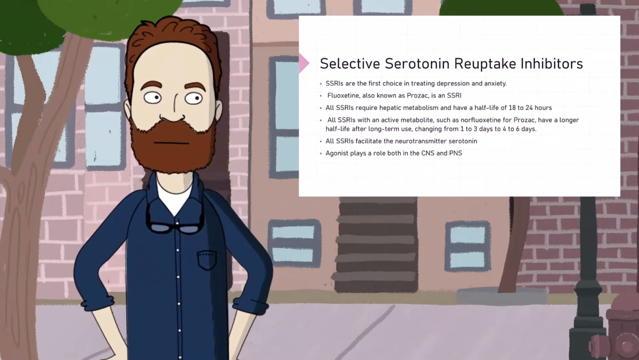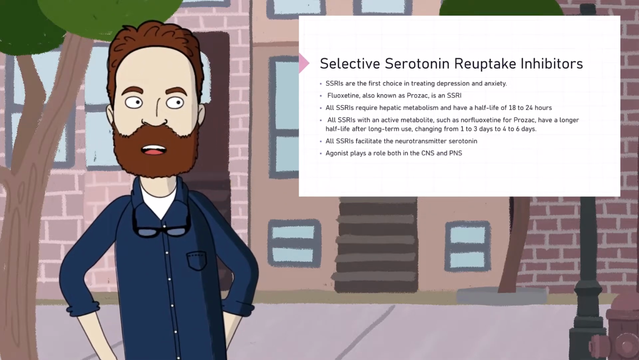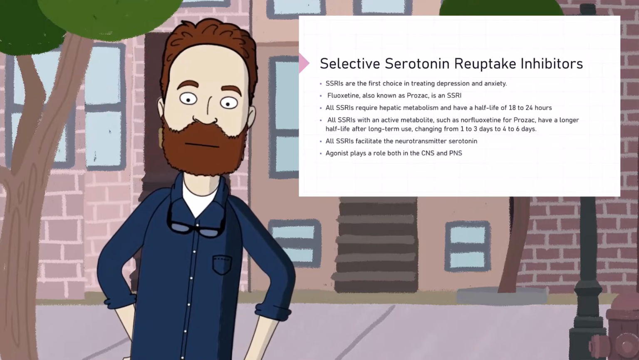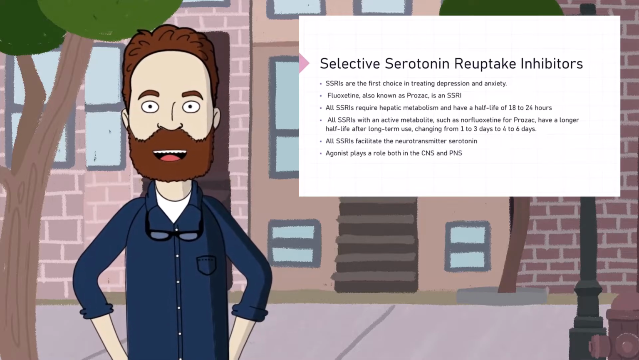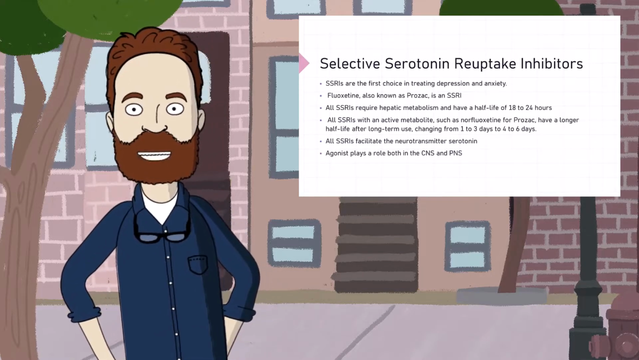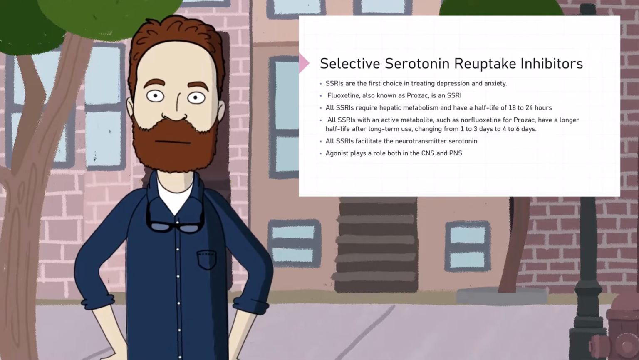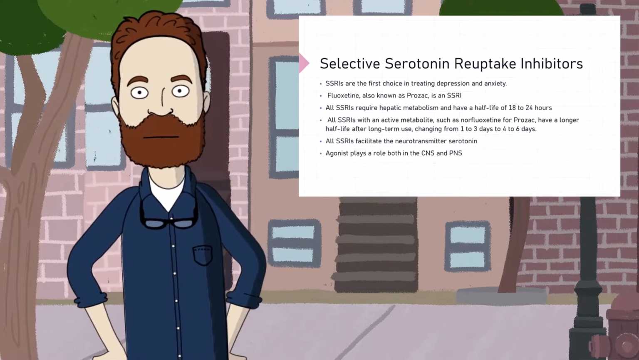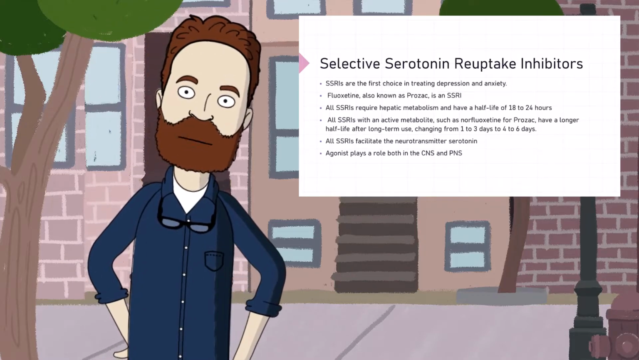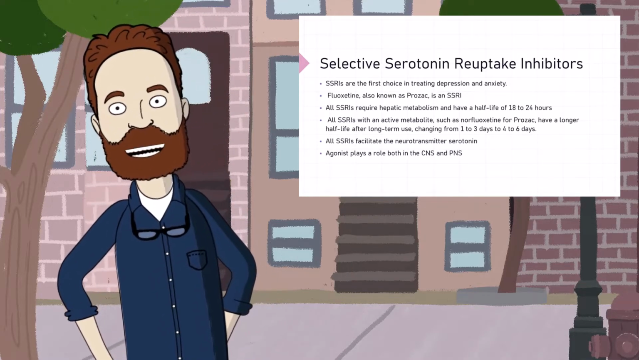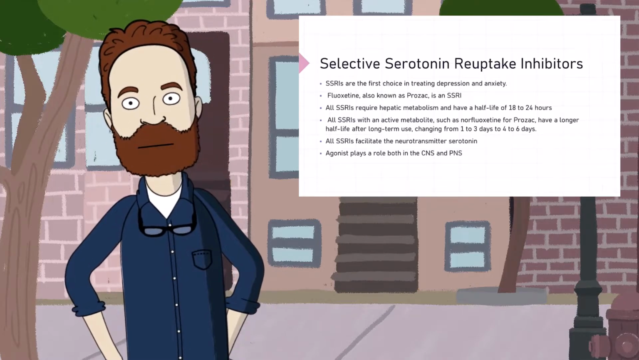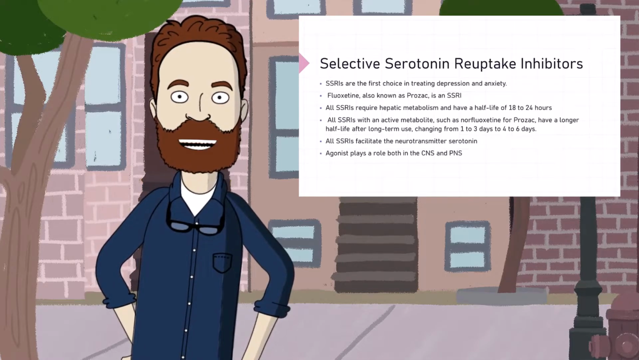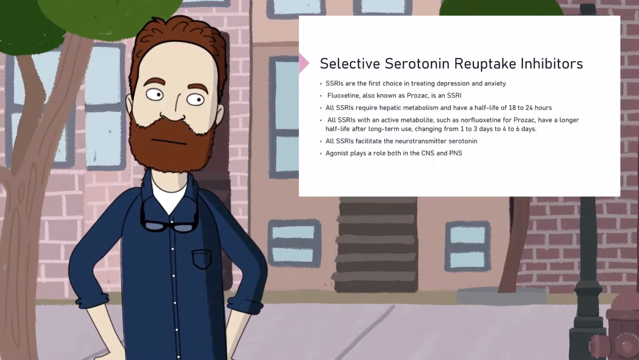We also have selective serotonin reuptake inhibitors. Now, as I mentioned earlier, SSRIs are your first choice in treating depression and anxiety. Fluoxetine, also known as Prozac, you probably know the Prozac name, is an SSRI. It's a very common SSRI to use. Now, all SSRIs require hepatic metabolism and have a half-life of 18 to 24 hours. When I say hepatic metabolism, I'm really talking about how the drug is broken down in the liver.